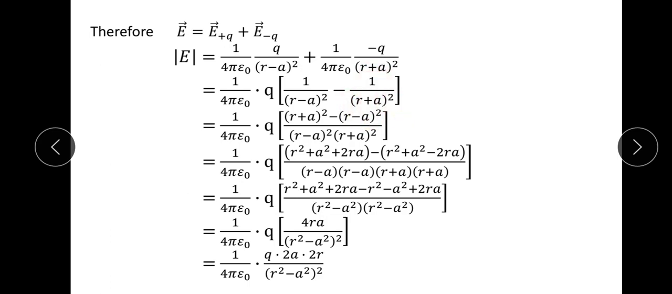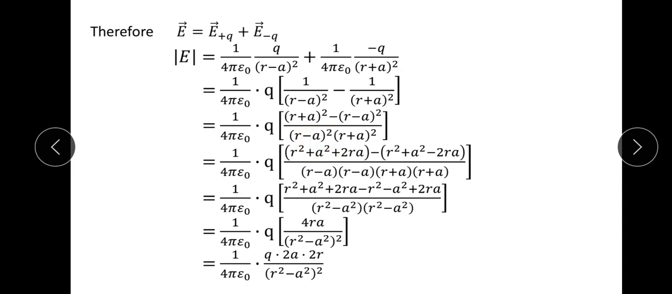Now in the next step, let us take the LCM for this. LCM is (r minus a) the whole square into (r plus a) the whole square. And then in the numerator, we have (r plus a) whole square minus (r minus a) the whole square. Now the expansion of (r plus a) the whole square is r square plus a square plus 2ra, minus (r minus a) the whole square. That will become r square plus a square minus 2ra. So in the numerator we have these terms and the remaining things are one and the same.